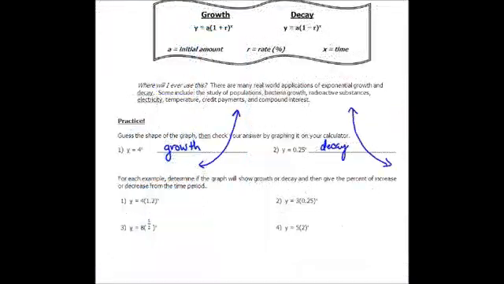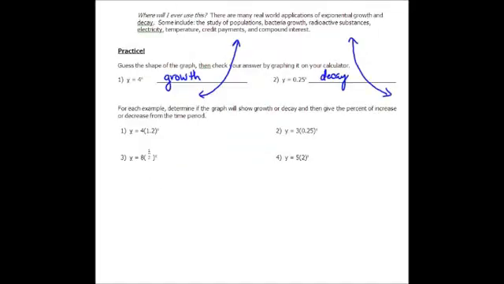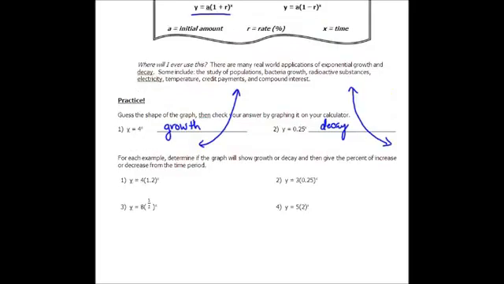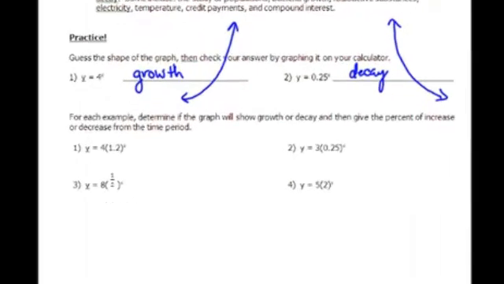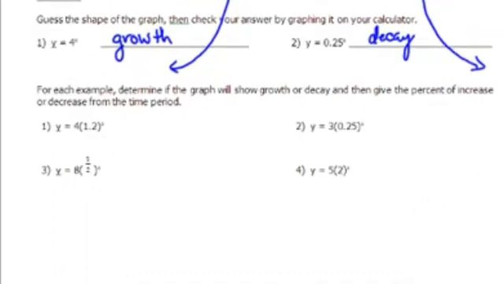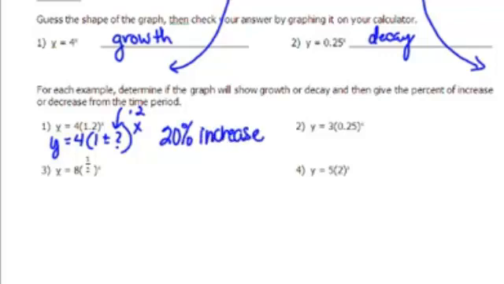Okay, so for each example, determine if the graph will show growth or decay, and then give the percent of increase or decrease from the time period. If you look at those formulas up above, this is telling you that if you want to see the percent of increase, that's your rate. Look at the first example. It says y equals 4 times 1.2 to the x. Well, how can we put this in a format of y equals 4 times 1 plus or minus some number to the x? What is that going to be? This number is going to have to be 0.2, right? So that means a 20% increase. Make sense? Pretty intuitive, actually.